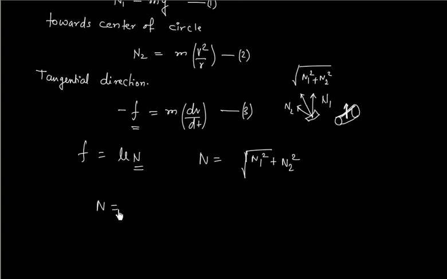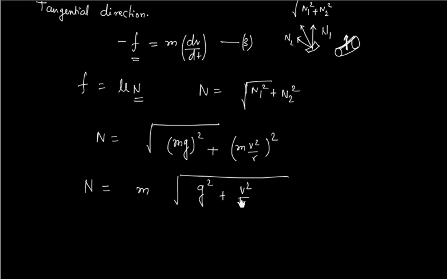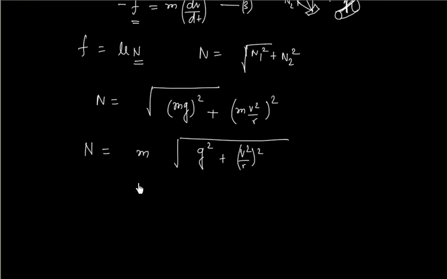So we can calculate N. N1 is mg, so mg square. N2 is mv square by r. So N is equal to, if I take m common, square root of g square plus v square by r whole square. Or we can further modify, m times square root of g square plus v to the fourth by r square.